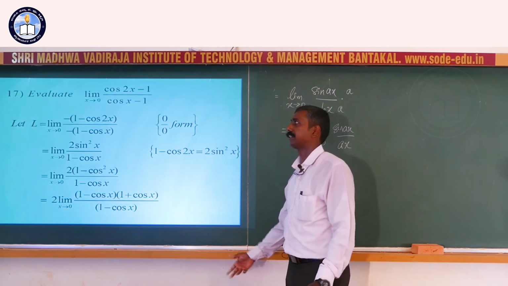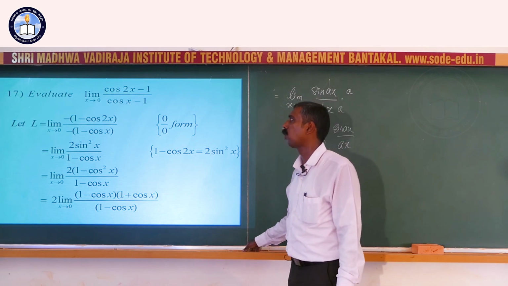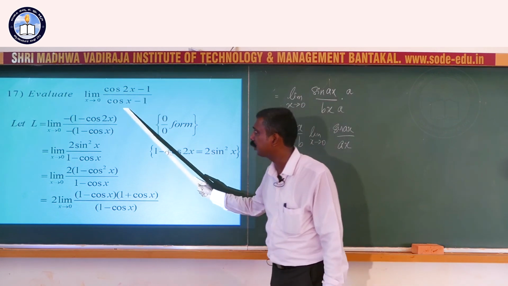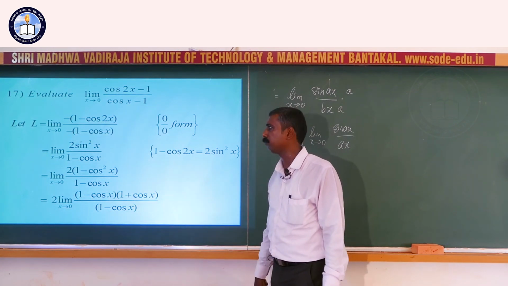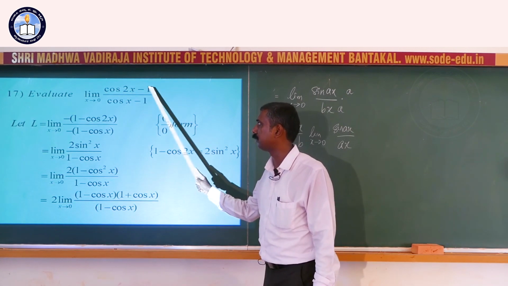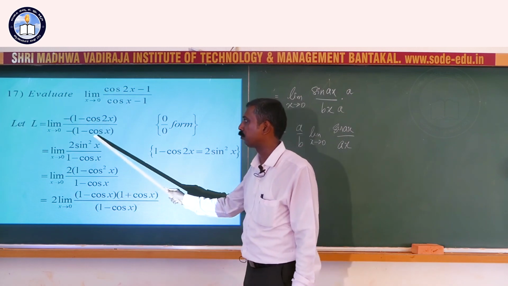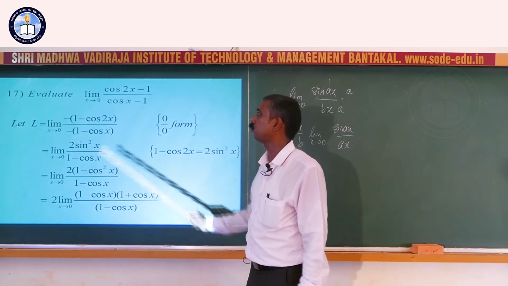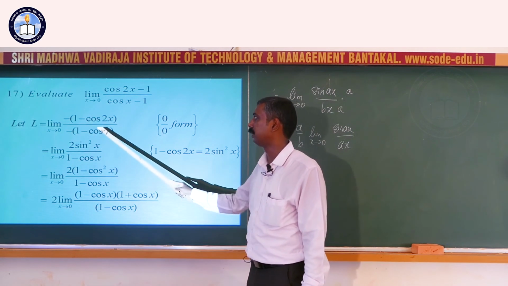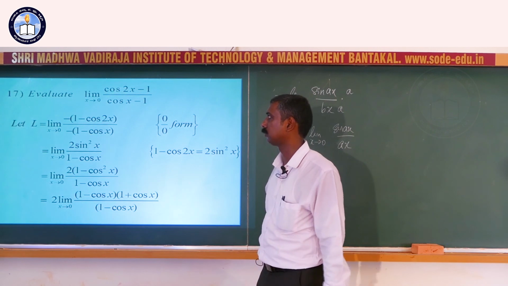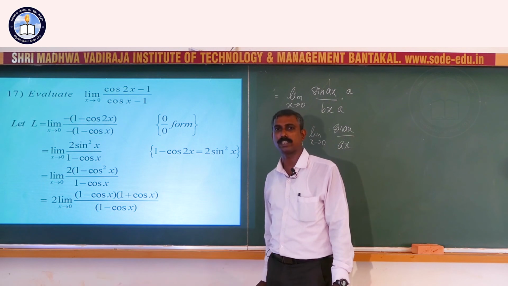Now, the last and final problem in this section. Let us see, limit x tends to 0 of (cos 2x minus 1) divided by (cos x minus 1). L is equal to limit x tends to 0. I have taken the liberty of taking this minus outside. The reason is, I know some formula for 1 minus cos x. So, when you take it this way, minus minus cancel, so you will get (1 minus cos 2x) divided by (1 minus cos x). So, the formula for 1 minus cos 2x is 2 sin square x.